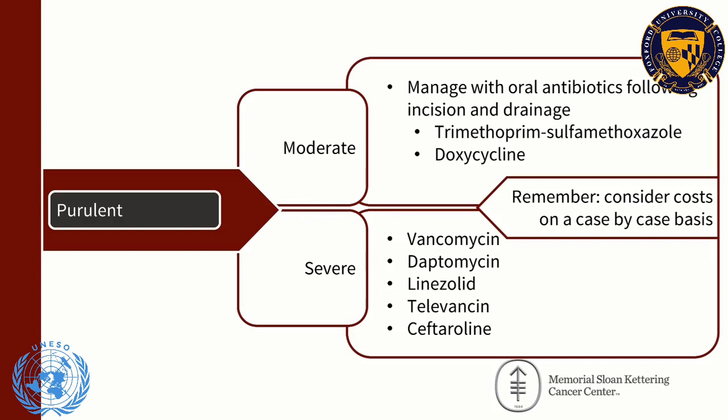Cost may be an important consideration for your institution and should be considered on a case-by-case basis depending on individual pharmacy contracts. In general, older agents for which a generic is available are typically cheaper and may offer a comparable spectrum of coverage to other brand name agents.